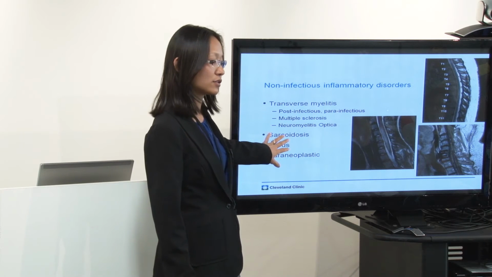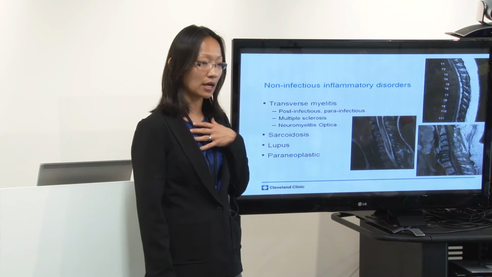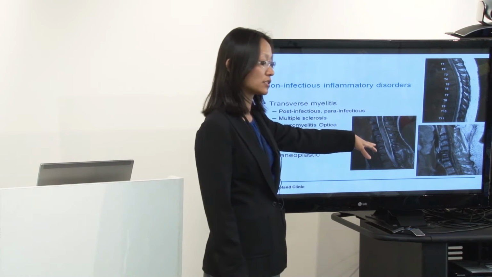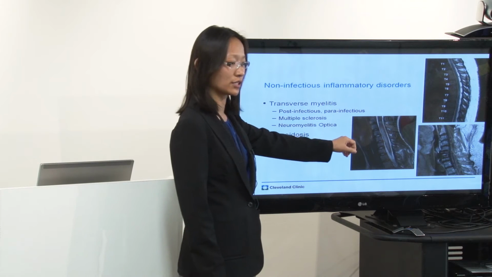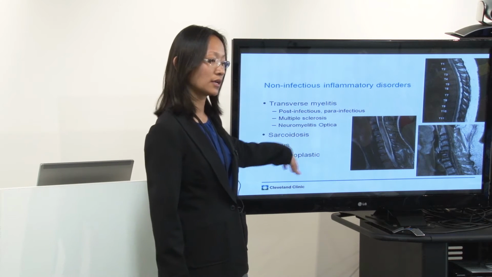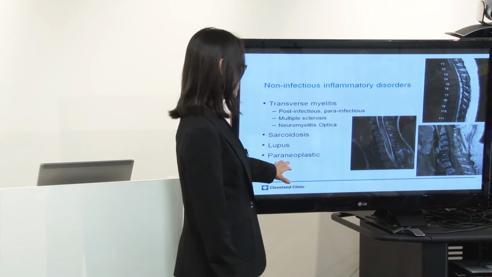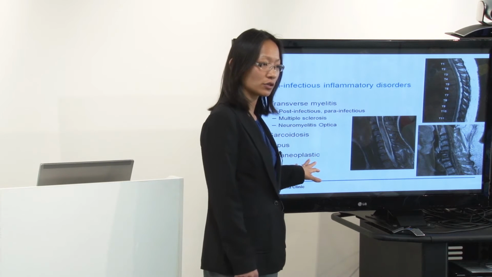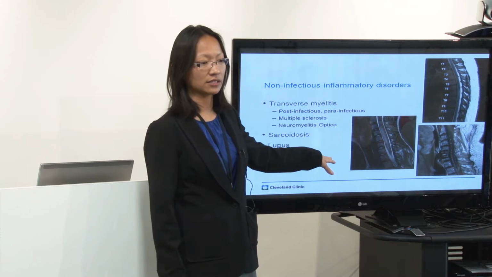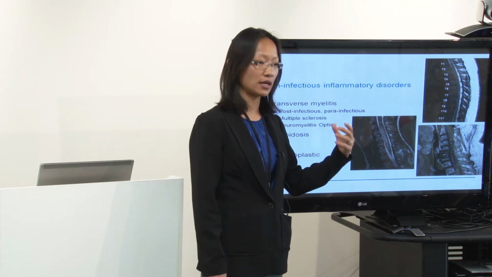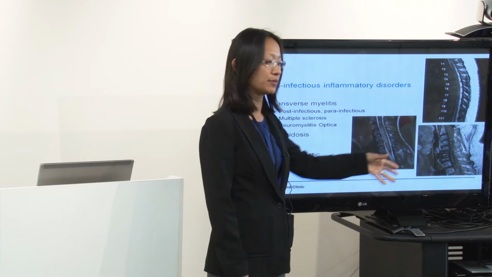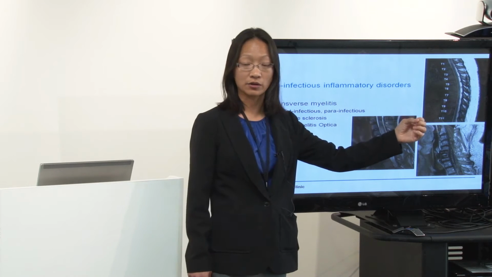Other diseases: sarcoidosis, which is primarily a lung problem, but if it affects your nervous system, it can have a preference for the spinal cord. Lupus can also affect your spinal cord. And then we have paraneoplastic syndromes. What this is, is that you have a cancer somewhere else, and what the cancer has done to your body is create an inflammatory process, and that inflammatory process then goes on and attacks your spinal cord.